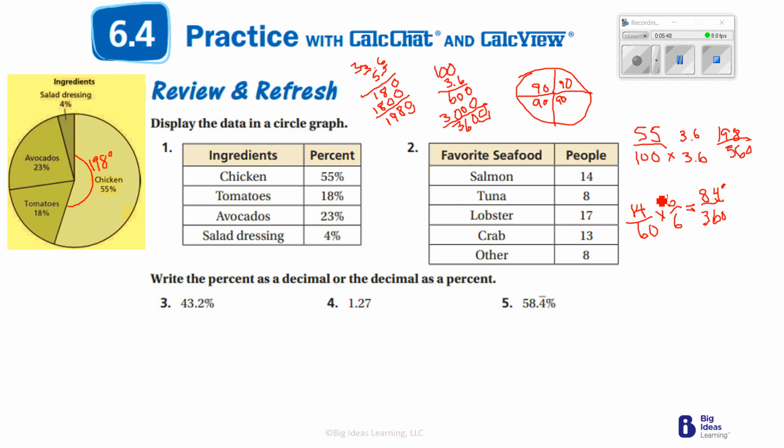And then you're going to do that to every one of these numbers, okay? You're going to multiply them by 6, and it'll tell you how many degrees each one of them is. All right, I'm going on to number 3 now.